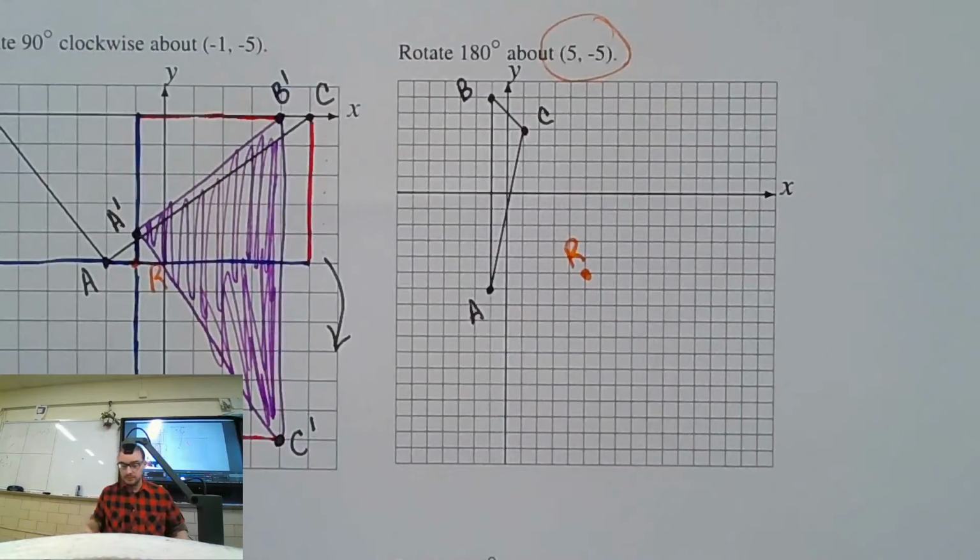Does it matter how you label it? I would label it the same as me for now. That way you can follow along, but in general, no.